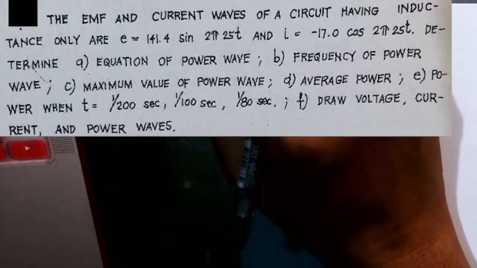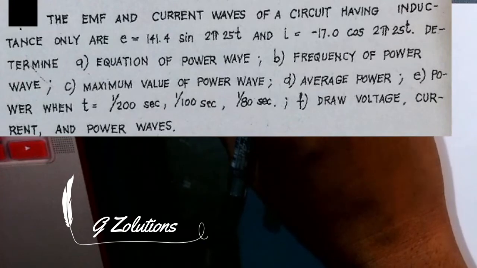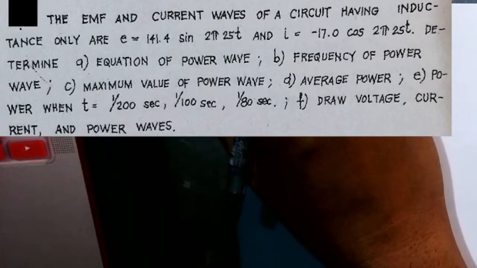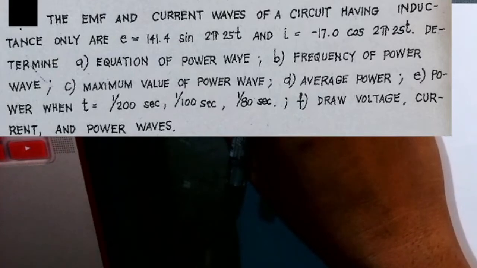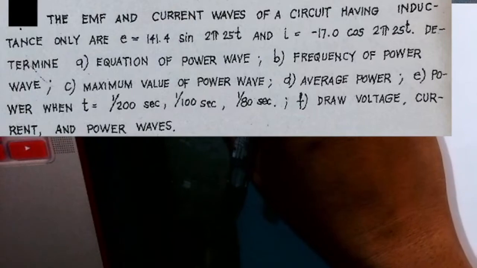Today we are to solve this problem: the electromotive force and current waves of a circuit having pure inductance only. We have here the voltage as 101.4 sine 2 pi 25t, and the current is negative 17 cosine 2 pi 25t. So we are to determine A, B, C, D, E, F.